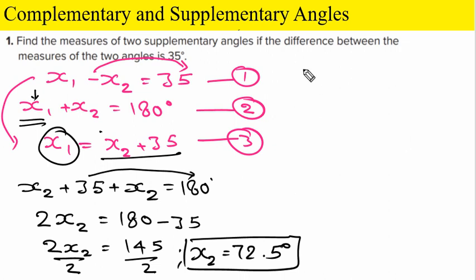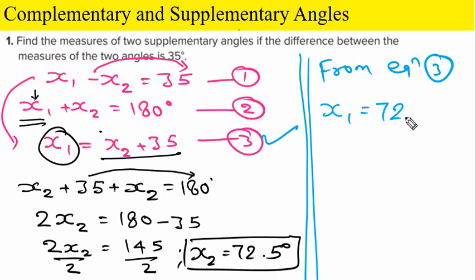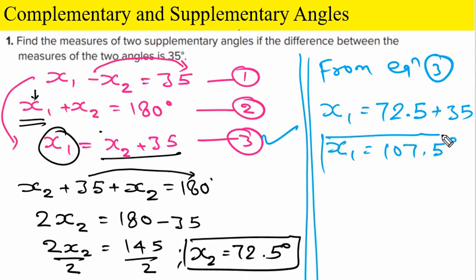Now let's find angle 1. How will we find angle 1? Let's take it from equation 3. So x1 is equal to x2, which is 72.5, so substitute, plus 35. The total will be 107.5. That's it. This is how you find angle 1 and angle 2 for this question. Let's move on to the second question.